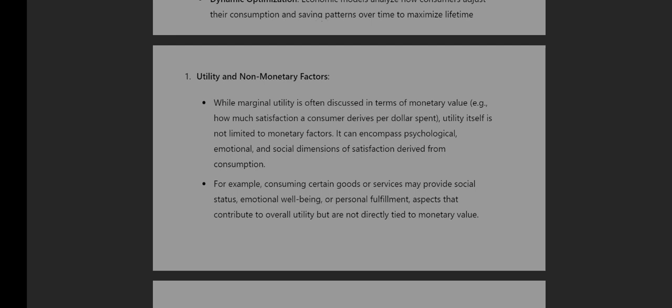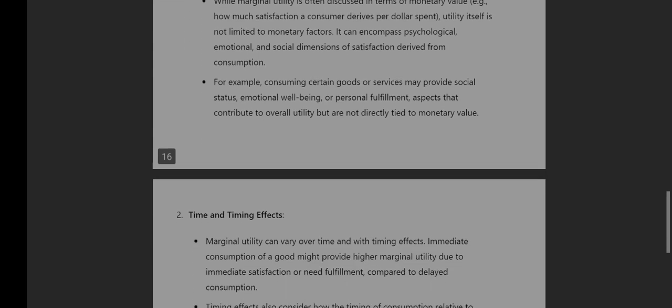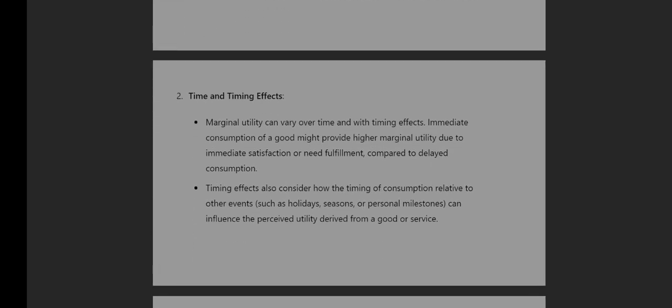Utility and non-monetary factors. While marginal utility is often discussed in terms of monetary value, for example, how much satisfaction a consumer derives per dollar spent, utility itself is not limited to monetary factors. It can encompass psychological, emotional, and social dimensions of satisfaction derived from consumption. For example, consuming certain goods or services may provide social status, emotional well-being, or personal fulfillment, aspects that contribute to overall utility but are not directly tied to money.